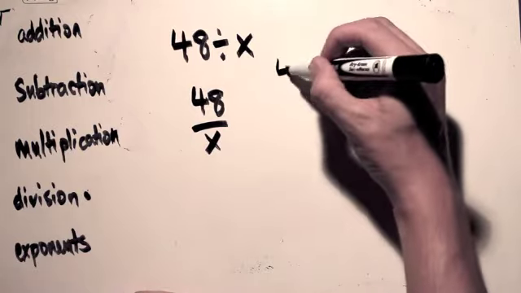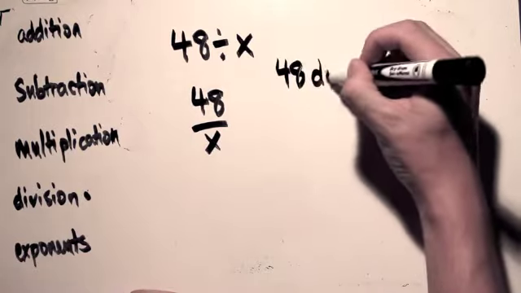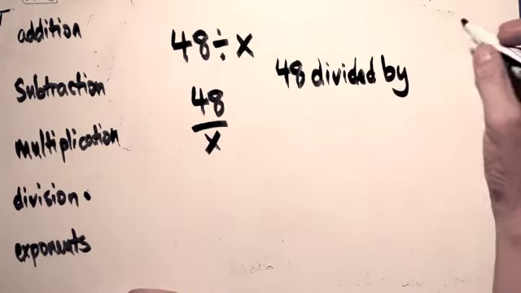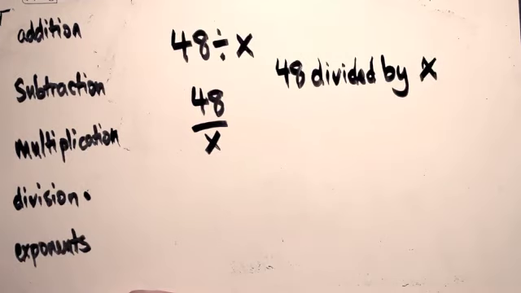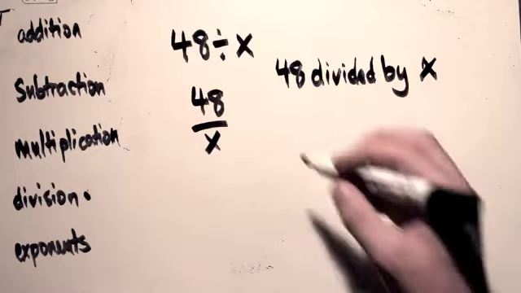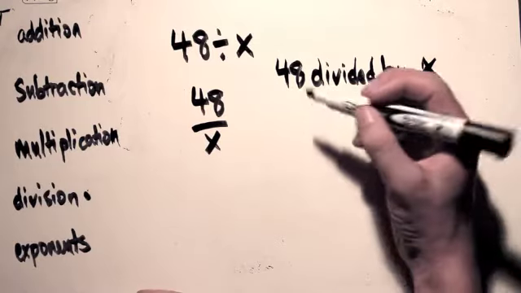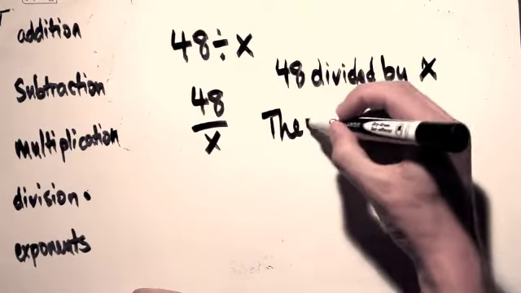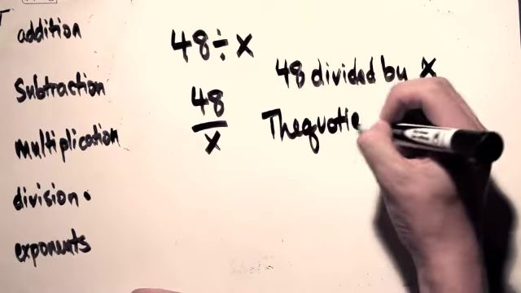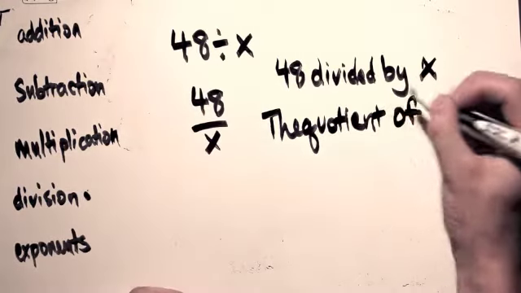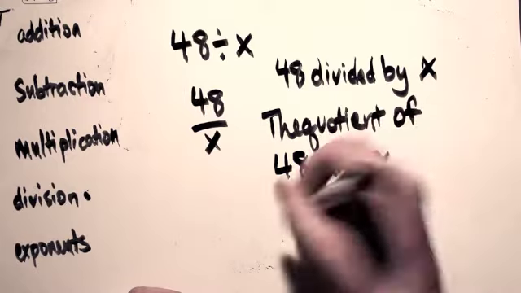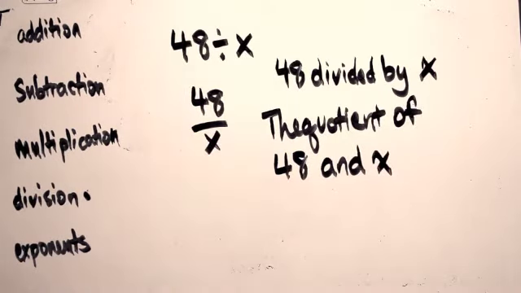The first easy one would just simply be 48 divided by, and we could either say x or we could say a number. Let's use x this time. The other way is to use the name of the answer of a division problem, which is called the quotient. So we could say that either one of these expressions is also equal to the quotient of 48 and x.